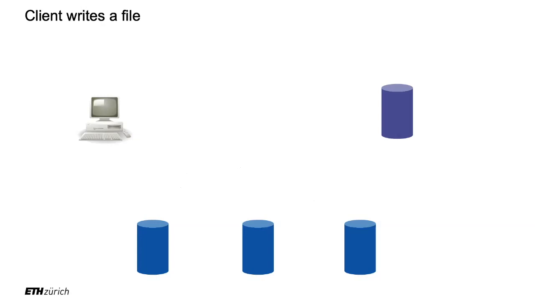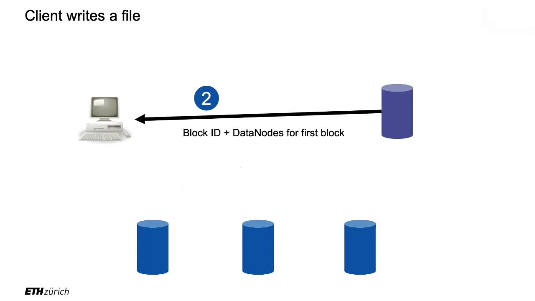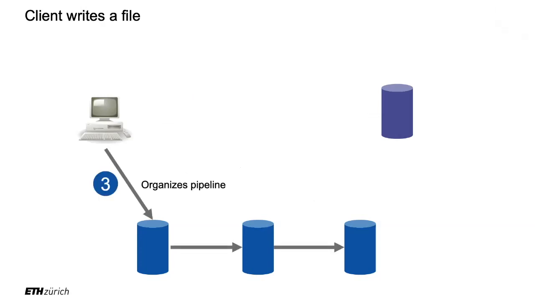Now I have an animation for writing to a file. If you write to a file, you say that you want to create the file, and you get back an acknowledgement saying, here's your first block ID, and here are the 3 locations where I would like you to store your block. Then you connect to the first data node, let it organize the pipeline, giving the addresses of those that you want, and then you send the data over.